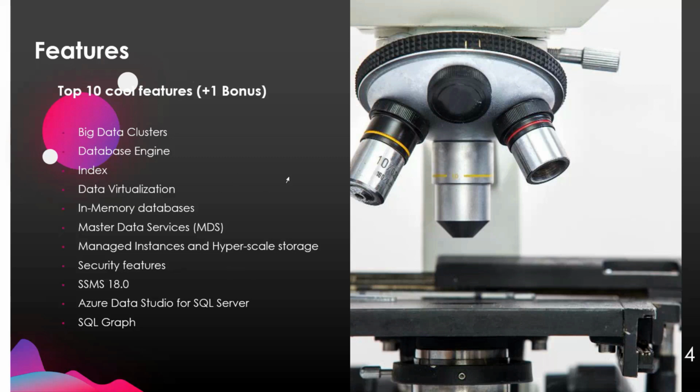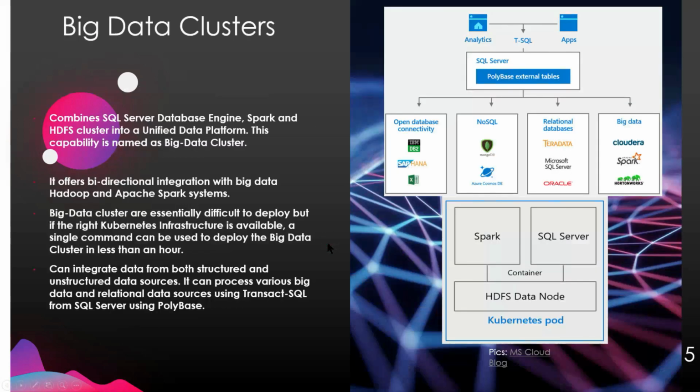With this, let's move on with big data clusters. What does it actually offer? It combines the SQL Server database engine, Spark, and HDFS cluster into a unified data platform. This capability is named Big Data Cluster. It offers bidirectional integration with Big Data Hadoop and Apache Spark systems.